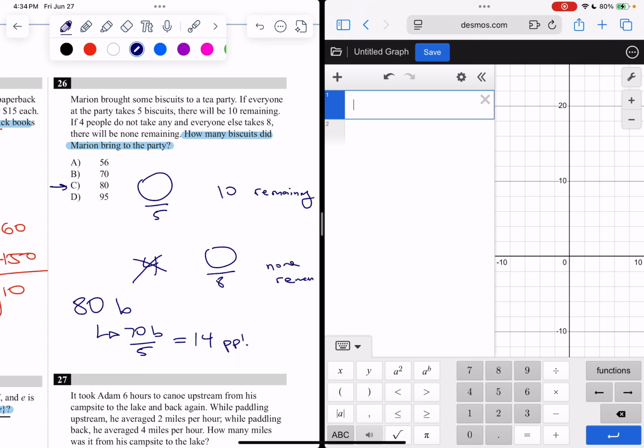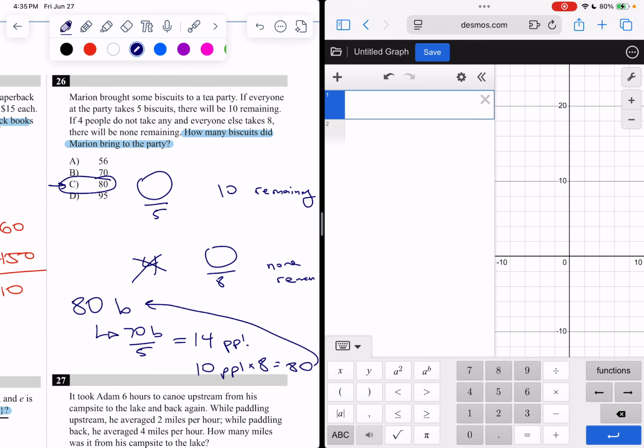Now, if there's 14 people at the party, the next bit says 4 people do not take any. So really only 10 people are taking. And if 10 people are taking 8, a total of 80 biscuits will be taken and there'll be none remaining, because we started with 80 biscuits. So it looks like this is our right answer.